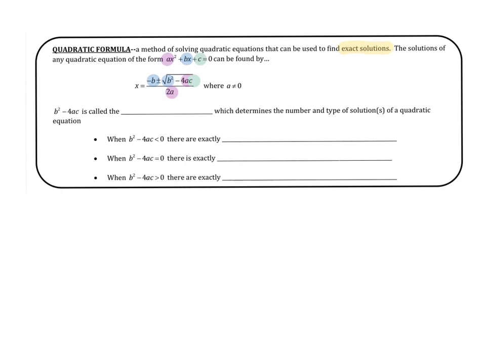So hopefully you remember that the discriminant is b squared minus 4ac. It's got a special name, it's called the discriminant. When I input numbers, I'm going to get an output. It's going to be a number, and it's going to determine the number and type of solution.